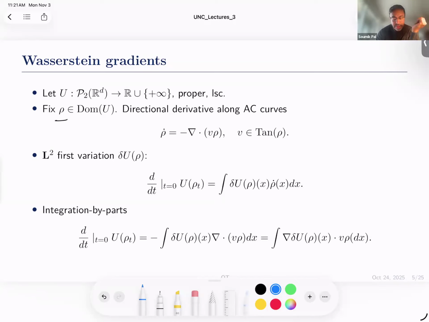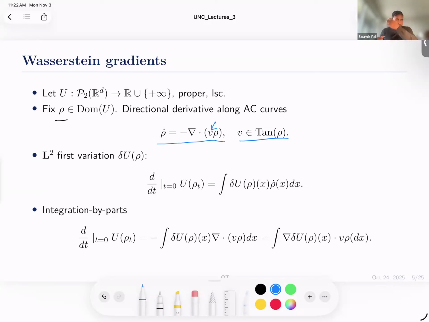So what are smooth curves? They are solutions of continuity equations. Now notice here I'm not writing down the full continuity equation, del t rho_t plus divergence of v_t rho_t is equal to 0, because I don't need to. What I'm really interested in is a direction at rho along which my curve is moving, and that is simply given by v. So v is some element in the tangent space of rho. And I'm just looking at an infinitesimal part of this continuity equation where I say rho dot is negative divergence of v times rho. Okay, so this v is the direction along which it's moving.